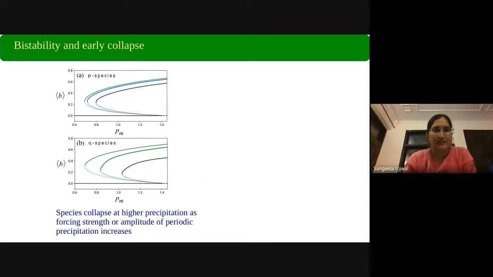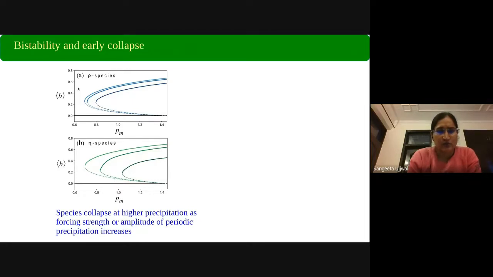So this bistability between the bare soil solution and the vegetated state, and the external forcing, has a very interesting implication. So what do these oscillations do? They lead to the early collapse of the biomass.